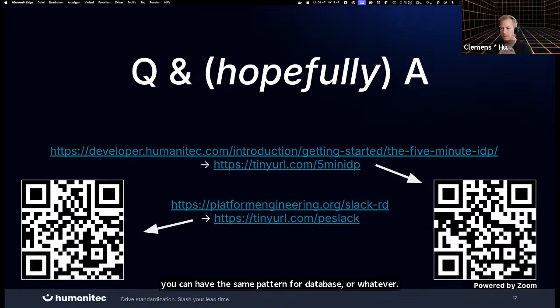Or you can have the same pattern for a database, a cache, or whatever, right? And obviously, you have the right primitives to also work with these insides of the infrastructure pieces that you care to work with. MySQL for sure, also MariaDB or Postgres or MS SQL or Oracle even, I think, and so on and so forth.